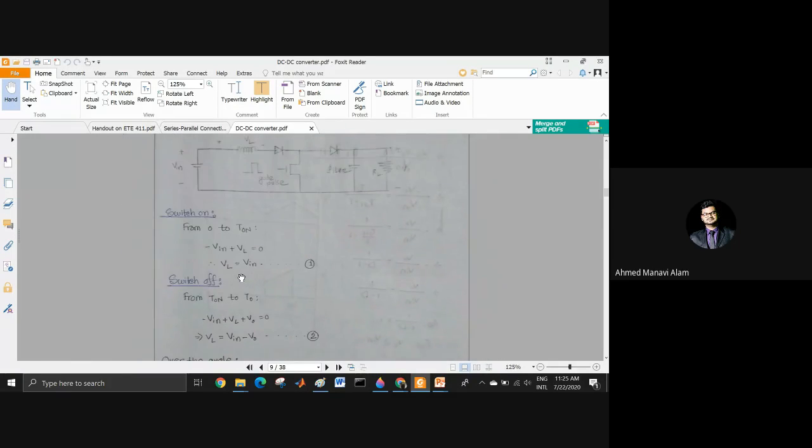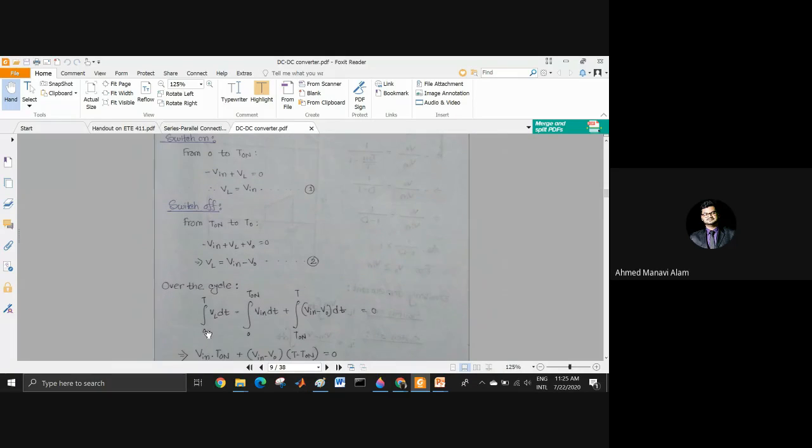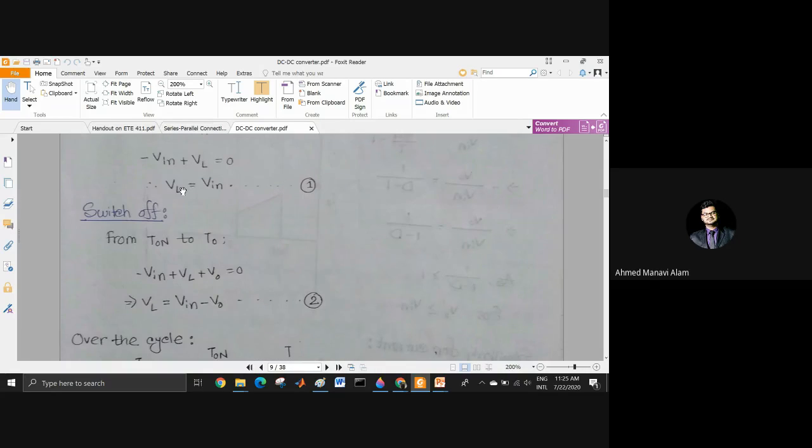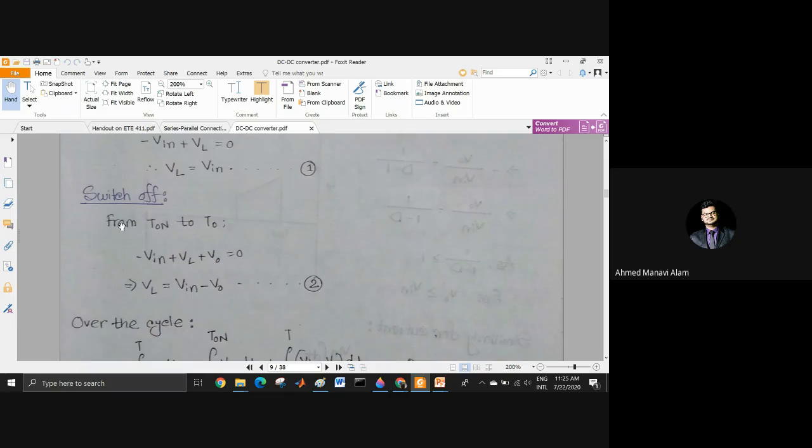আচ্ছা তাহলে প্রসিড করি। হ্যাঁ, তো নাও ওভার দ্য সাইকেল, integral of VL dt from 0 to T equals 0. Now 0 to T we can chop it into two parts, from 0 to t on and from t on to T. So this will be Vin dt, because whenever the switch is on, VL equals VIN, and when the switch is off, VL equals VIN minus V naught.